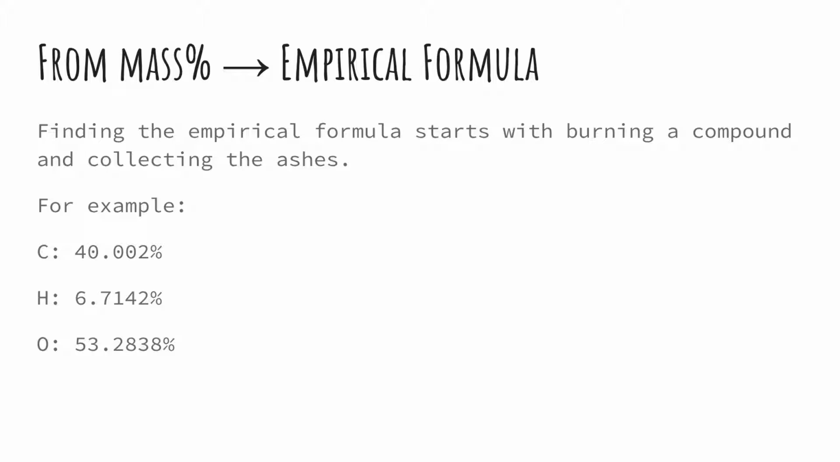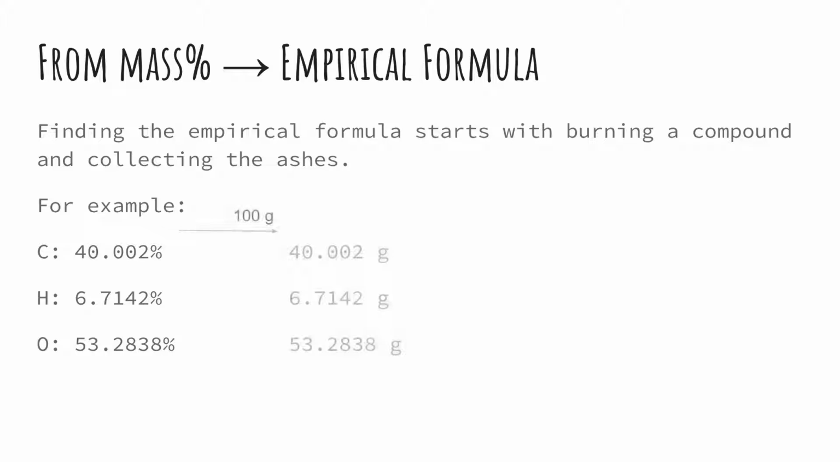Now remember that finding an empirical formula starts by burning a compound and collecting the ashes. That gives you the percent by mass of each of the elements in the compound. So, for this example, our compound is made of 3 elements: carbon, hydrogen, and oxygen. It is 40.002% carbon, 6.7142% hydrogen, and 53.2838% oxygen. So, here's how we go about finding the empirical formula from those numbers.